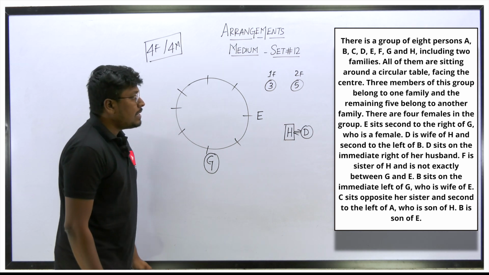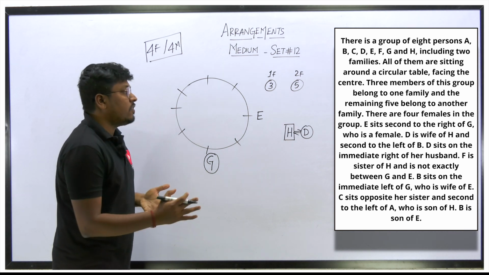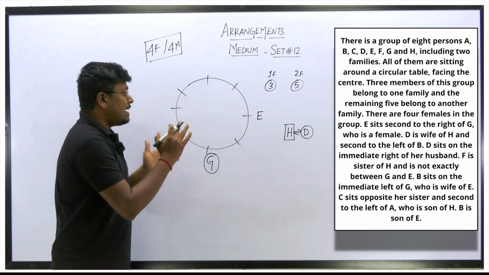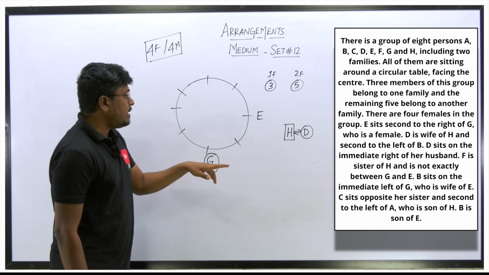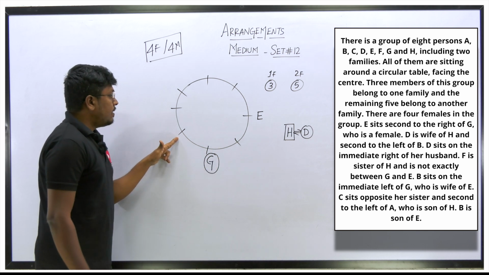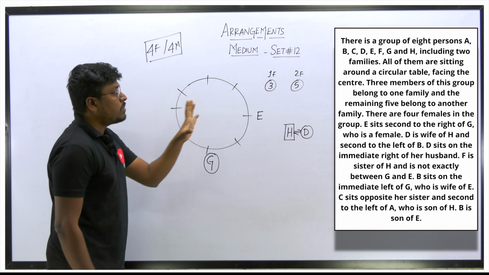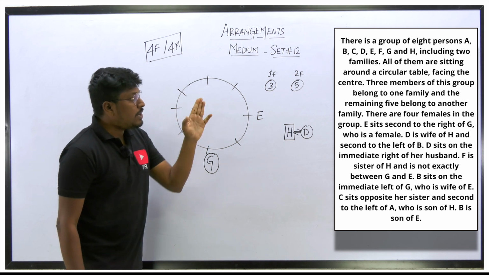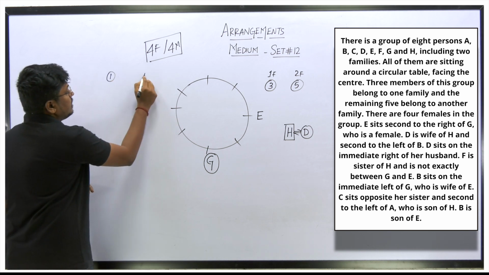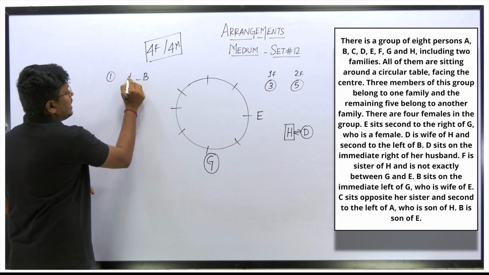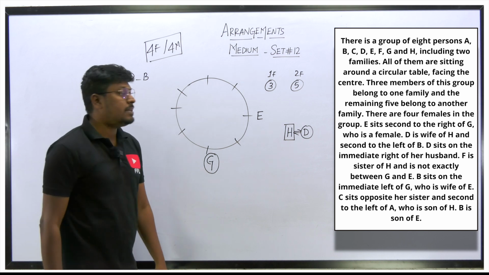Okay. The next point is, D sits second to left of B. So on B's left hand side, at the second place, the person D is sitting. But there are many possibilities here, because we can fix B here, we can fix B here. But according to the point, on B's left hand side, at the second place, D is sitting. So let me take it as a first clue.